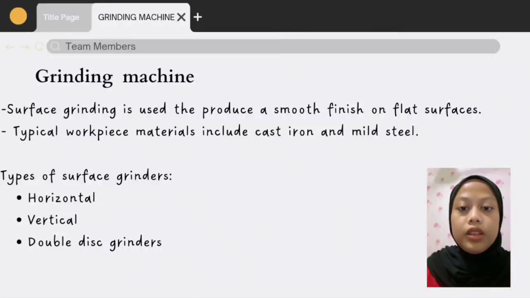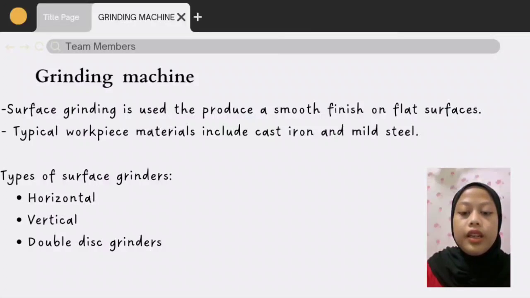I can talk about the surface grinding machine. Firstly, surface grinding is used to produce a smooth finish on flat surfaces. It is a widely used abrasive machining process in which a spinning wheel covered in rough particles cuts chips of a metallic or non-metallic substance from a workpiece, making a face of it flat or smooth.